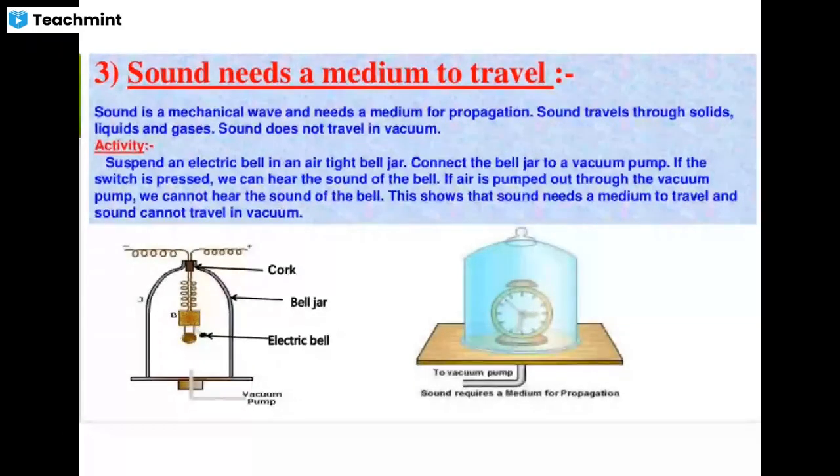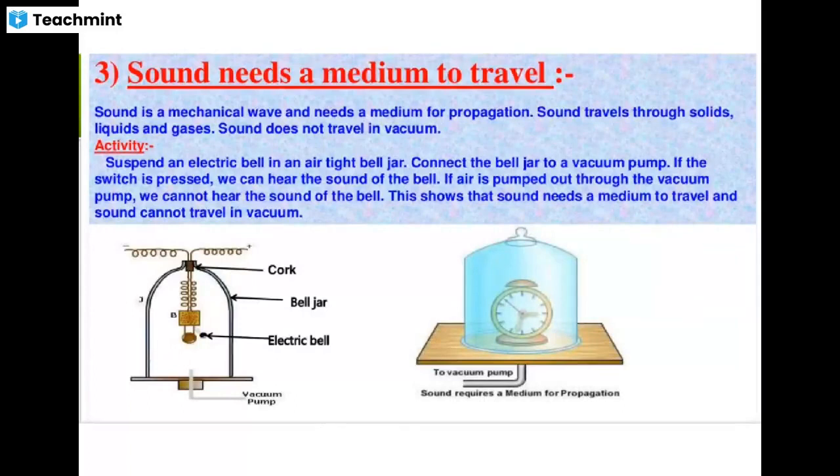So in this experiment, they take a glass jar. Inside that glass jar, they place a bell, an electric bell. Initially the bell is made to oscillate. When you switch on that bell, the bell starts to oscillate.